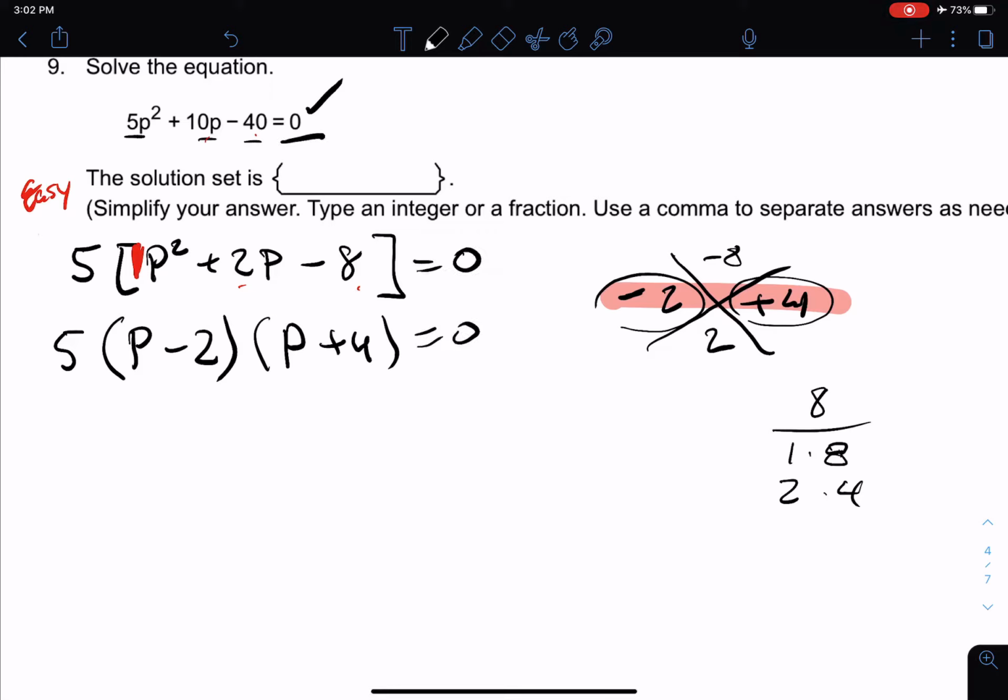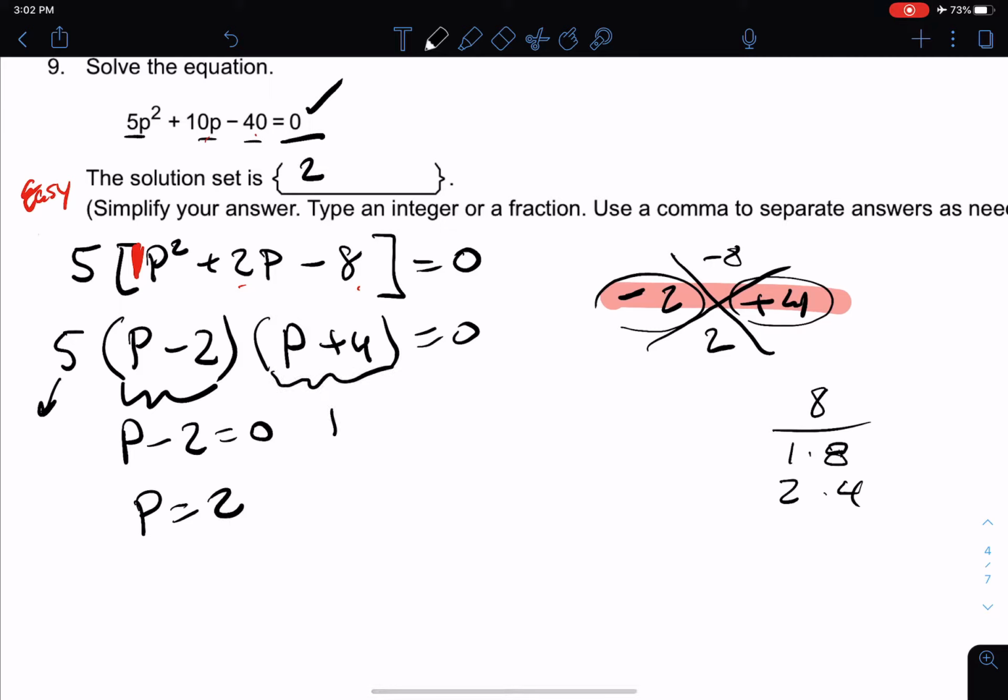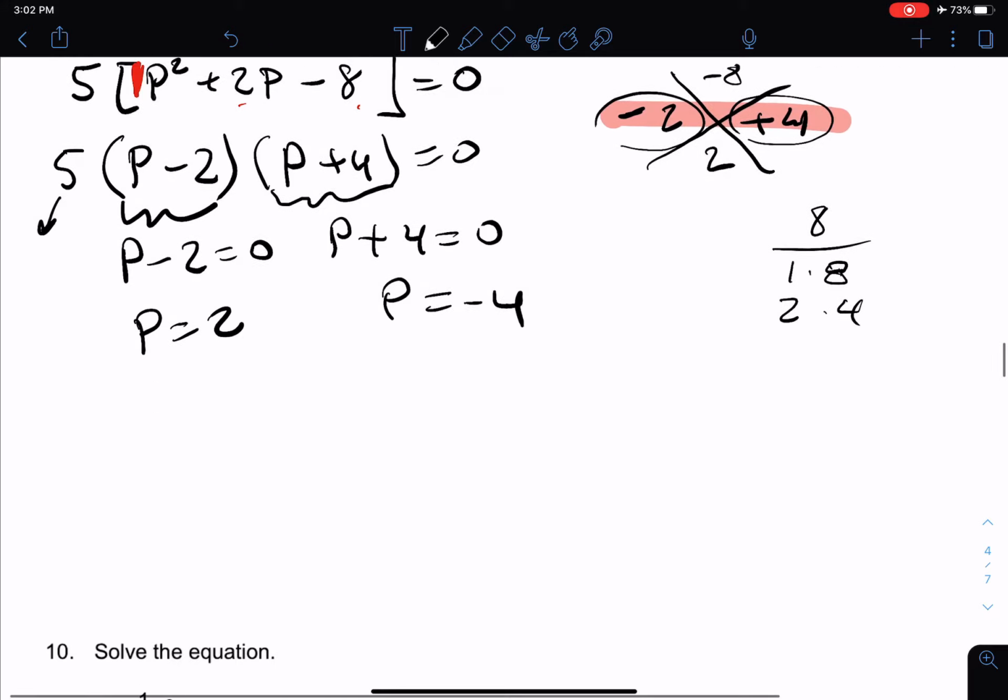Now you set each factor equal to 0, not a constant though, because 5 doesn't equal 0. That's not going to work. P minus 2 equals 0. Add 2, so we see that P equals 2. There's an answer. Set the next factor equal to 0. P plus 4 equals 0. Subtract 4 on both sides, and P equals negative 4. There's our next answer. So we get 2 and a negative 4. All right.